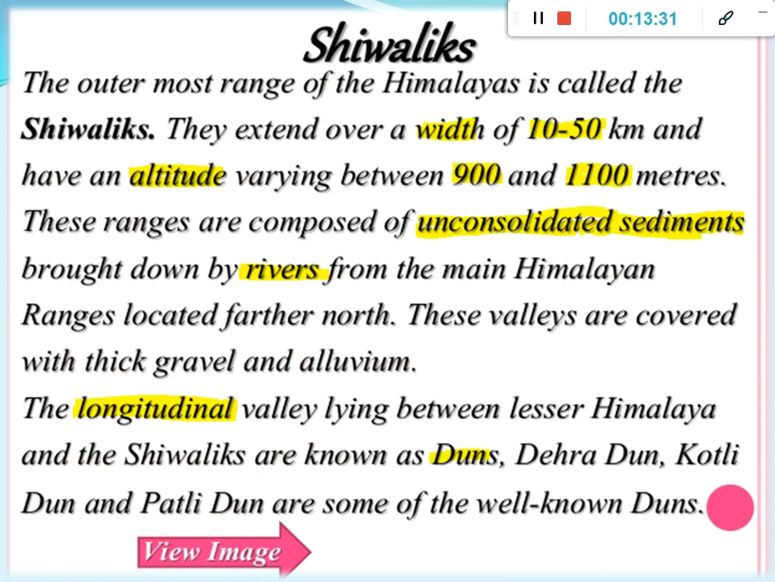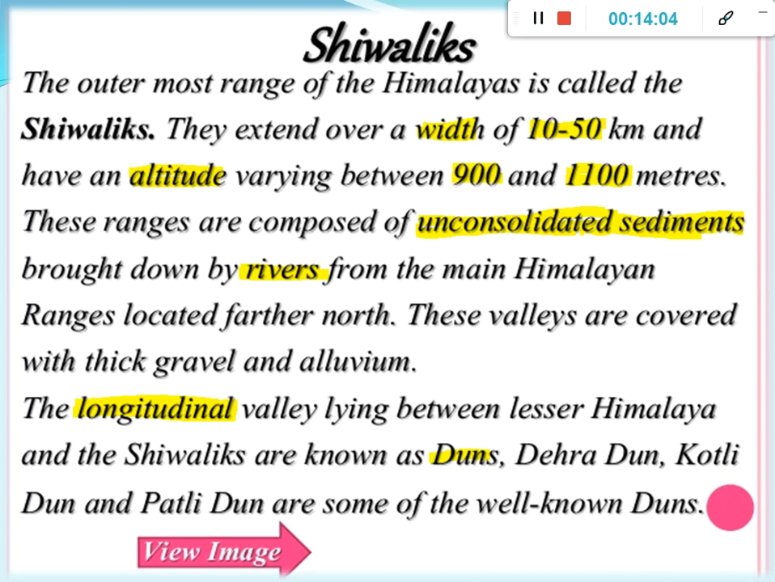Then we have the Shivalik. Shivalik is known as the outermost range of the Himalaya. Its average breadth is 10 to 50 kilometers, and its altitude varies from 900 to 1,100 meters. It is composed of unconsolidated sediments. Unconsolidated means mostly rocky but less soily.